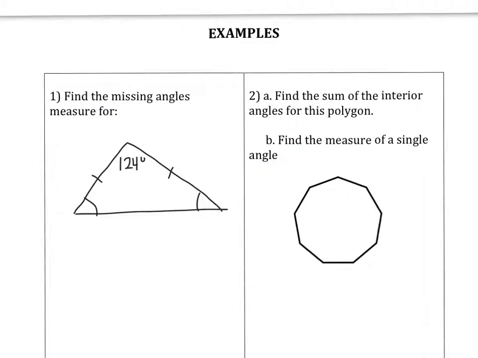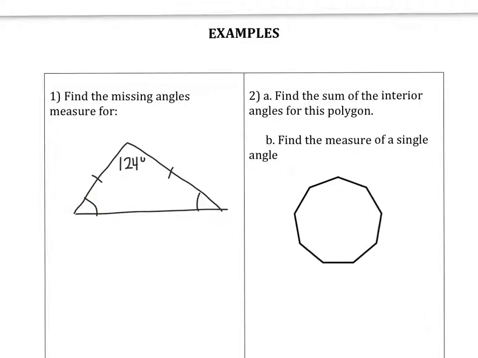Let's take a look at a few more examples. Number 1, find the missing angle measure for this shape right here. So that means we're trying to find the measure of this angle and this angle. We know that the top one is 124, and we know that these two are equal because they have that same little partial part of a circle, which means that they are equal to each other.